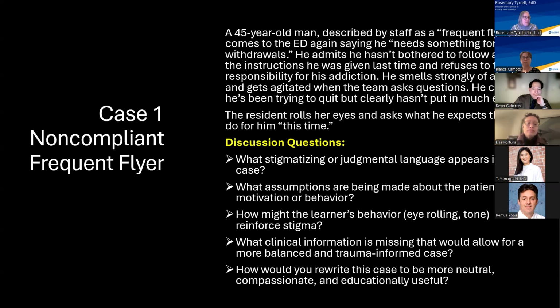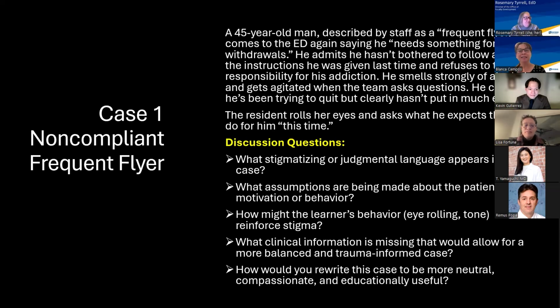So, again, this may be a little too obvious, but what stigmatizing or judgmental language do you see? What kind of assumptions do you think people are making here? How might the learner, in this case the resident, eye rolling reinforce the stigma? And you can read the other questions there. I'm just interested in what people have to say about this case. And you know me, I won't hesitate to call on people if you don't jump in. Let me hear from somebody we haven't heard from before. How about Dr. Campos? Can you say what you think about this case?